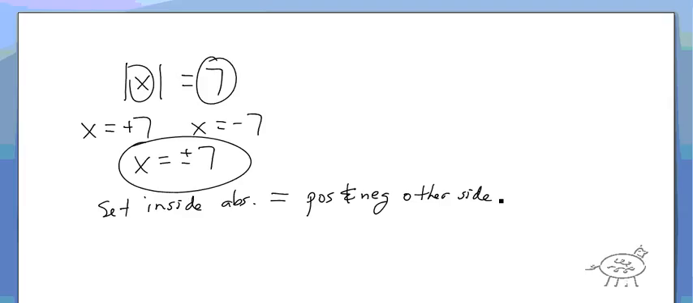Now, there are a couple of rules you have to talk about here. First of all, before you can set that equal to positive and negative of the other side, you must isolate the absolute value. All right, it has to be all by itself. So you're going to do everything just like normal algebra to move things over.